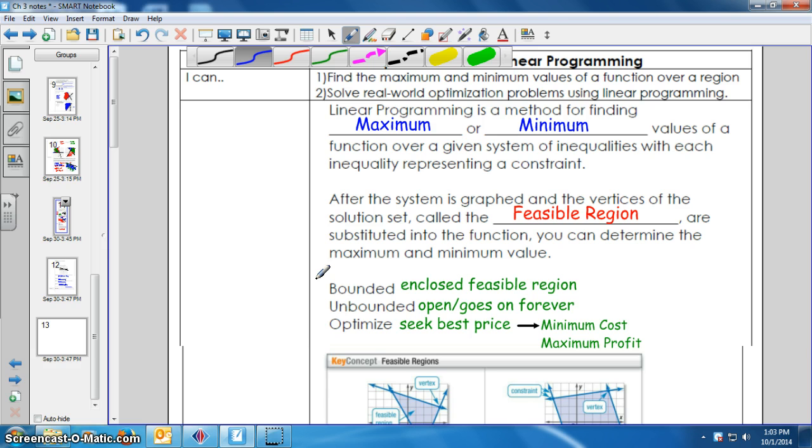After the system's graphed, which we've been doing lately, so that's not anything new, we're going to have some vertices of the solution set that are called the feasible region. So this region is basically the region creating those points that we're going to test to see which one's the minimum and the maximum. Feasible meaning possible region here.